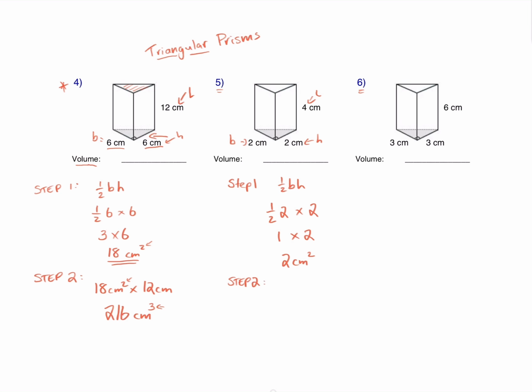Step 2, we multiply this area by the length, which is 4. And we can do this one in our heads. 2 by 4 is 8. So the volume of this triangular prism is 8 centimeters cubed. Okay, so I'm going to put an underline here just to show it's the answer.